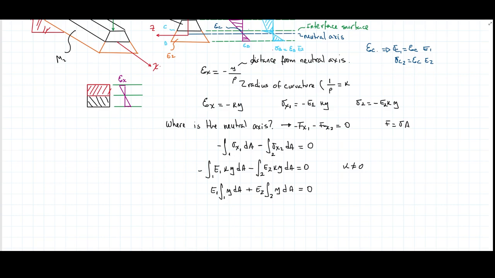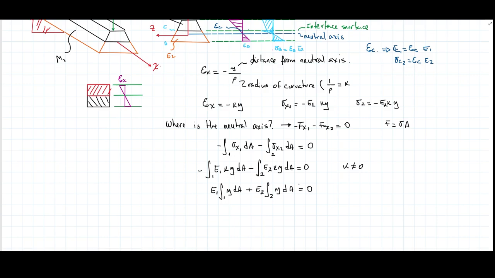These two integrals represent the first moments of the two parts of the cross-sectional area with respect to the neutral axis. If there are more than two materials, which is possible but not that common, since composite beams are mostly constrained to two materials, you just add up the terms. If you have three materials, you'll have a third term. These represent the first moment of the parts of area with respect to the neutral axis, and this is very similar to the equation for a beam of one material.